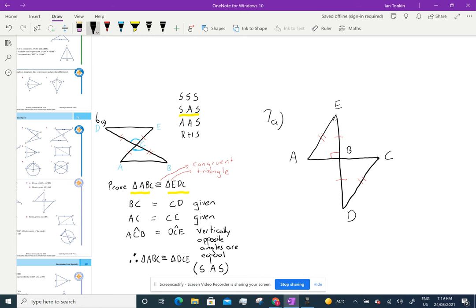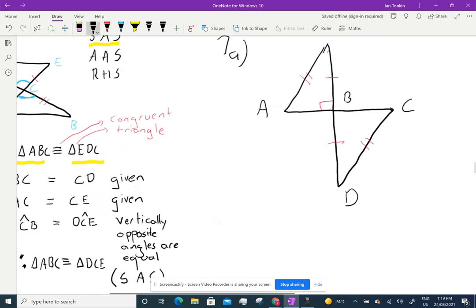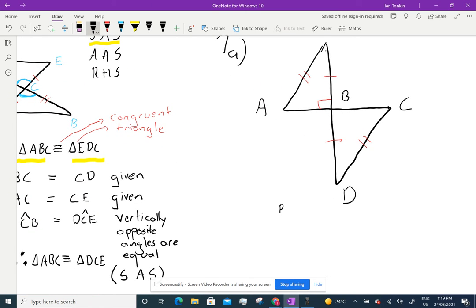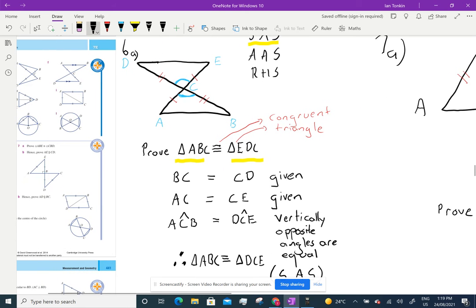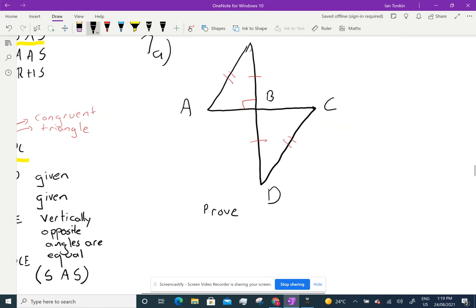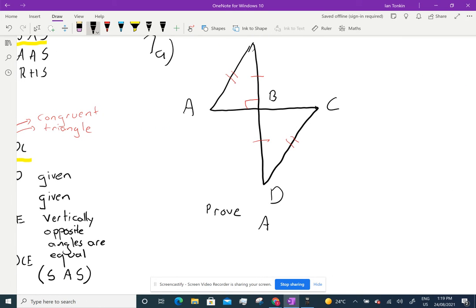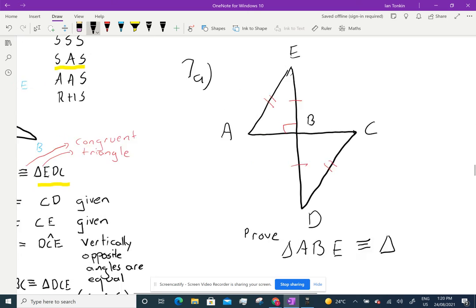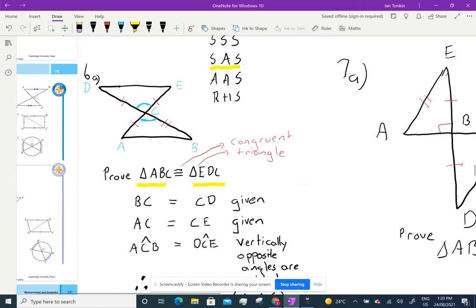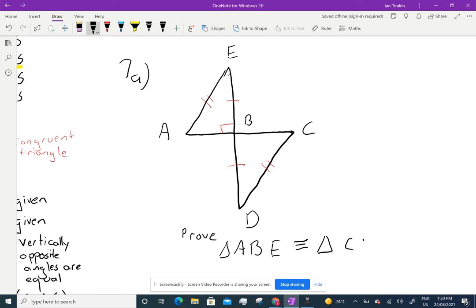Okay, what have we got to prove? We've got to prove, so as our diagram with our information, that ABE is congruent to CBD. Prove a triangle ABE is congruent, that's what those three symbols mean, to triangle BCD, CBD. Same thing.